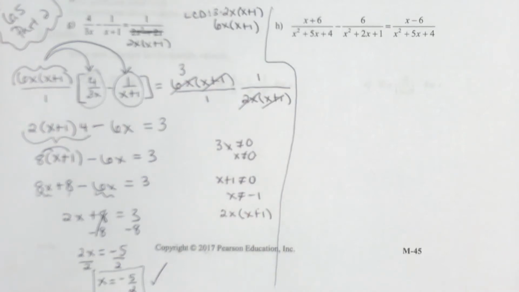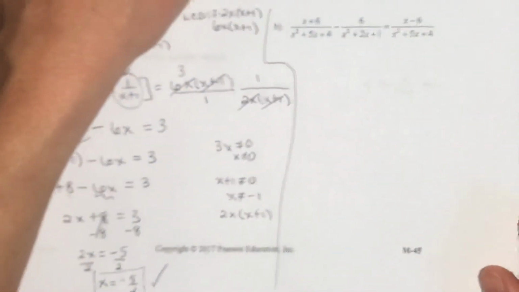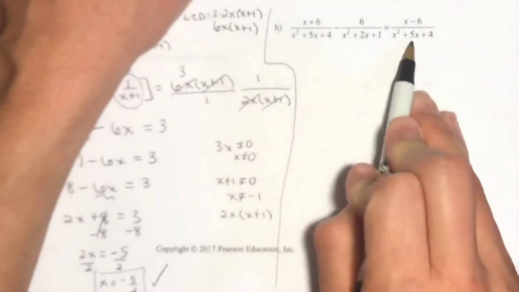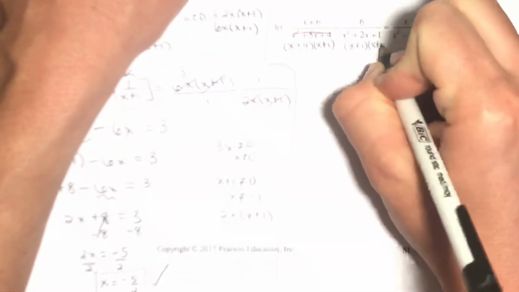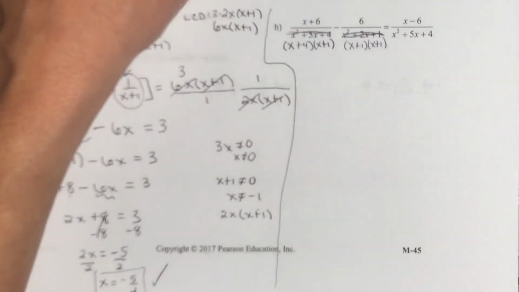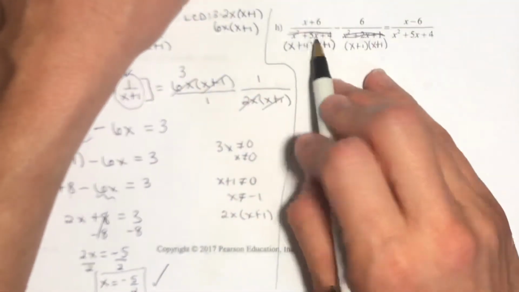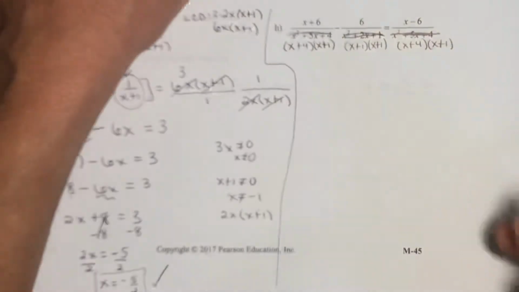So we need to multiply both sides by the LCD, and to do that we will first factor each of these three denominators. Okay, so we would get x plus 4 times x plus 1 for the first denominator. For the second, x plus 1 times x plus 1, or you can write it as x plus 1 quantity squared. And this is the same as the first denominator, so we know it's x plus 4 times x plus 1.